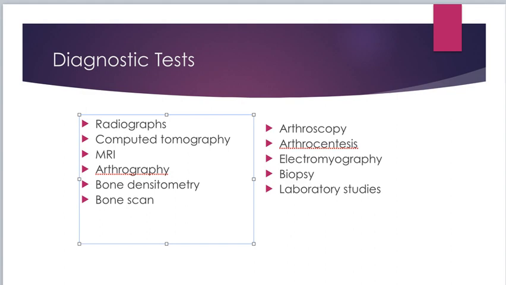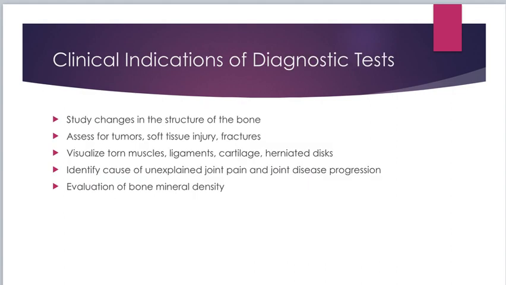Let's see. Bone scans. That's when we use radio opaque material and scan for any sort of suspicious areas throughout the whole musculoskeletal system. Reasons for doing the diagnostic tests are listed on this slide.